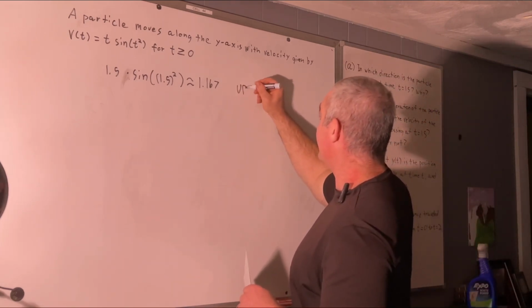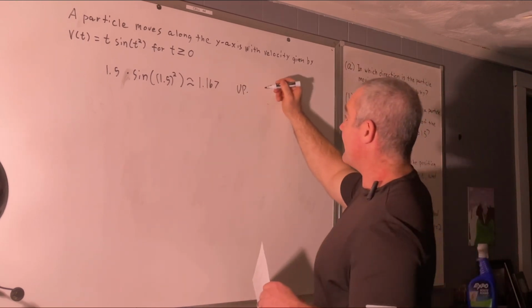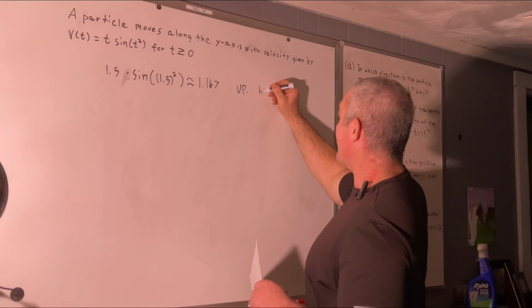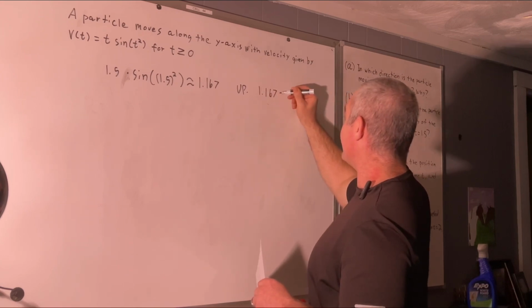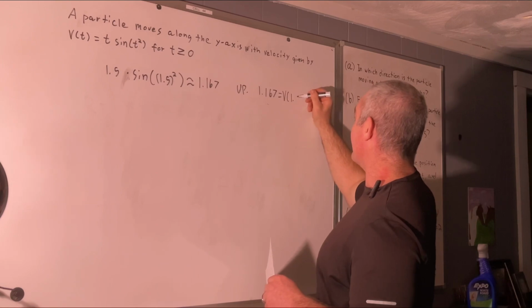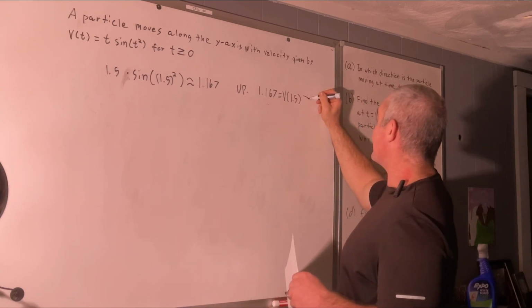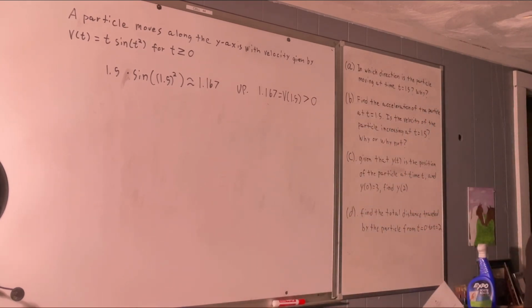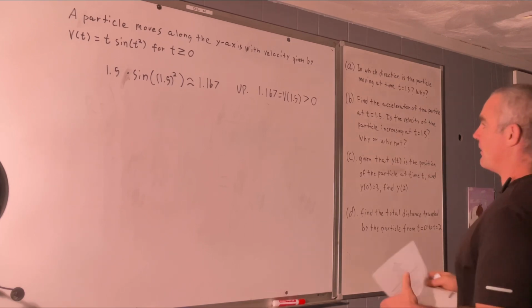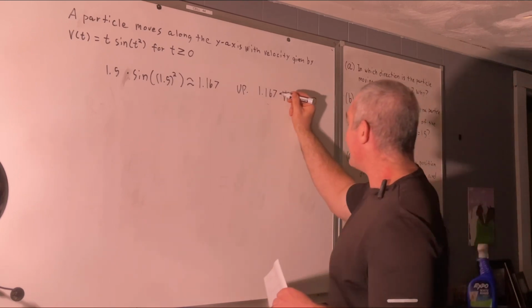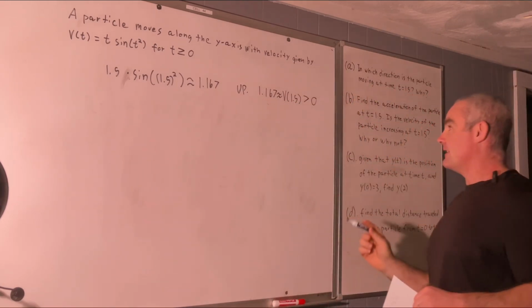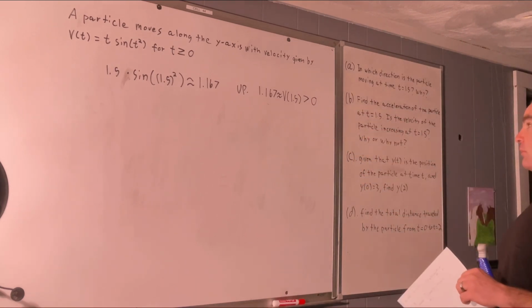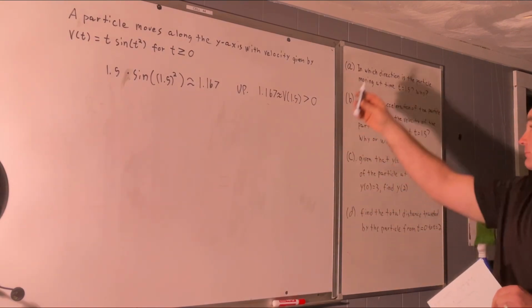It is moving up. And why? Because 1.167 equals v at 1.5, which is greater than 0. And that should get you full points on that test. It is moving up because 1.167 is, well, I should actually say we should use this little squiggly equal sign for full points, roughly equal to v at 1.5, which in turn is greater than 0. And if it's greater than 0, the thing is moving up.